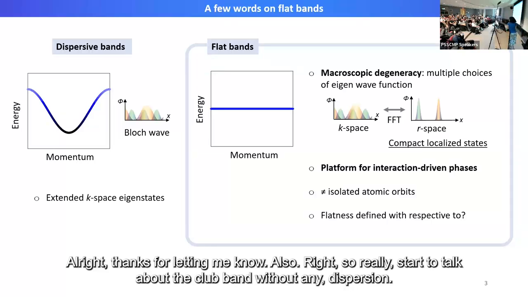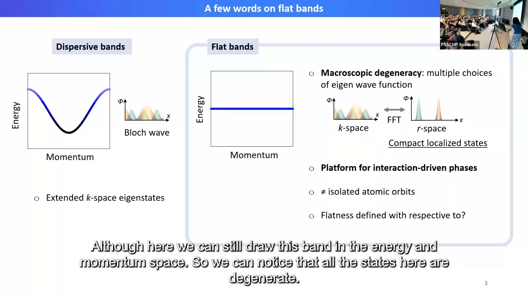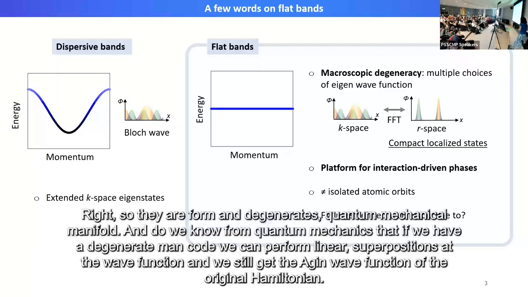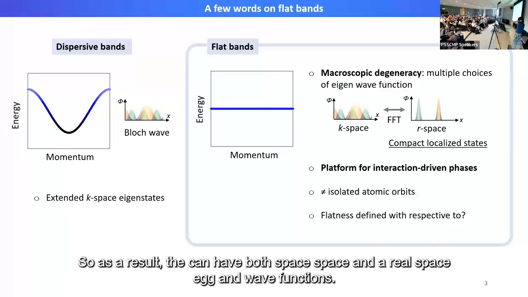So we will start to talk about the flat band without any dispersion. Although here we can still draw this band in the energy and momentum space. We can notice that all the states here are degenerate, right? So they form a degenerate quantum mechanical manifold. And we know from quantum mechanics that if we have a degenerate manifold, we can perform linear superpositions of the wave function, and we still get the eigen wave function of the original Hamiltonian. So as a result, the flat bands can have both k-space and real space eigen wave functions.